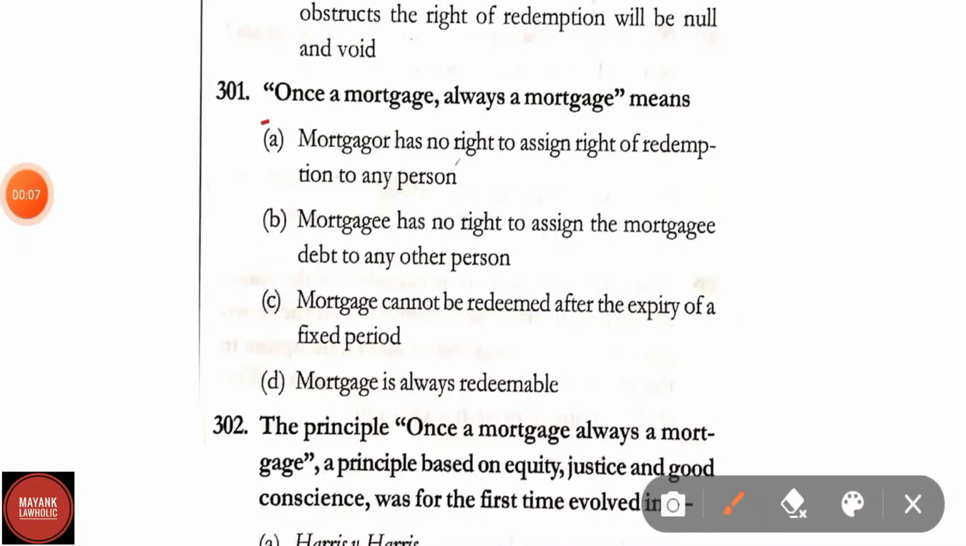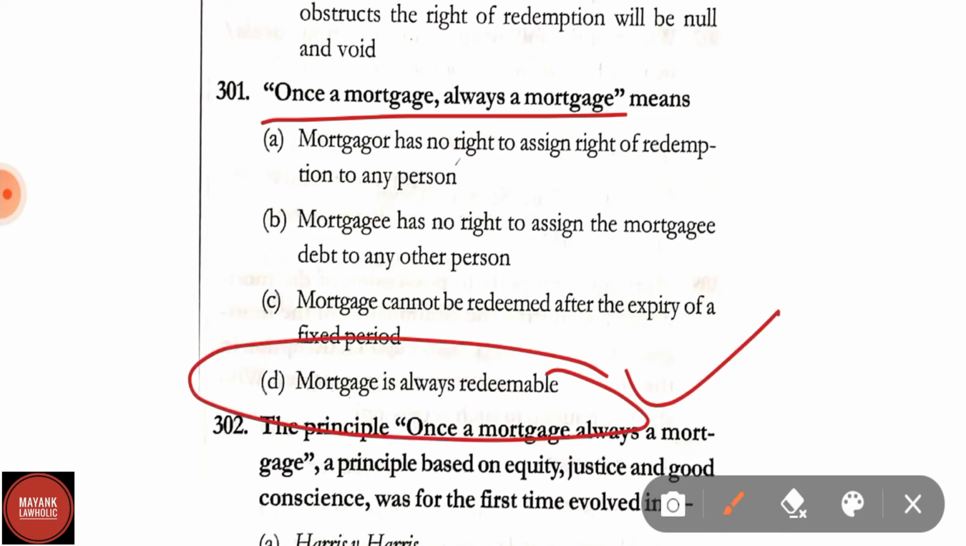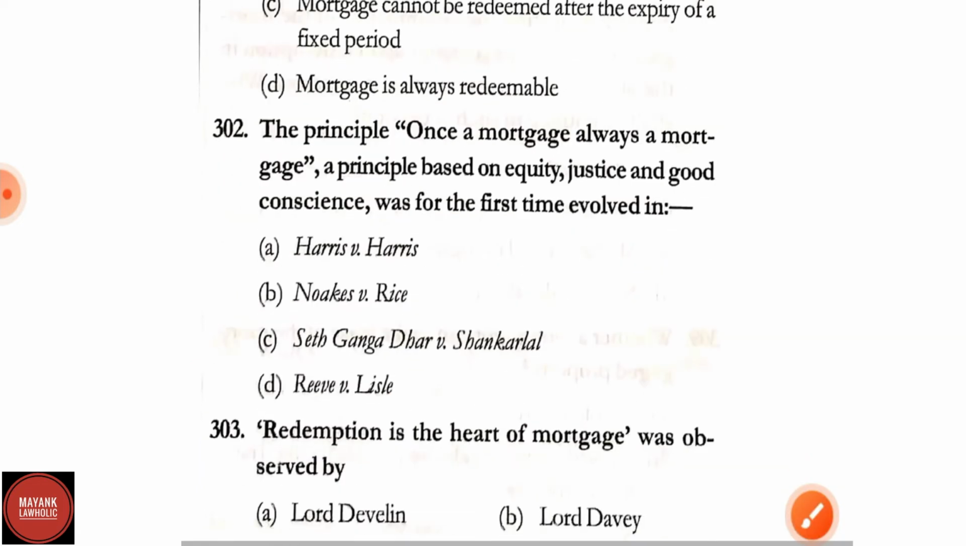Question number 301. Once a mortgage, always a mortgage means: option A, mortgagor has no right to assign the right of redemption to any person; mortgagee has no right to assign the mortgage debt to any other person; mortgage cannot be redeemed after the expiry of a fixed period; mortgage is always redeemable. Here the correct answer is option D, that is mortgage is always redeemable, which means once a mortgage, always a mortgage. Question number 302.